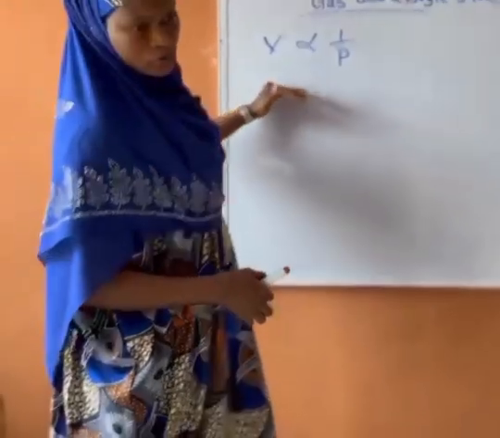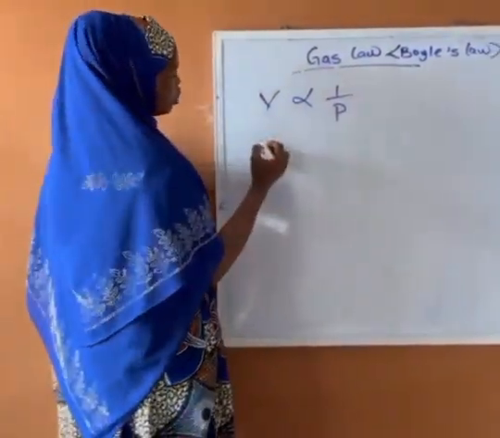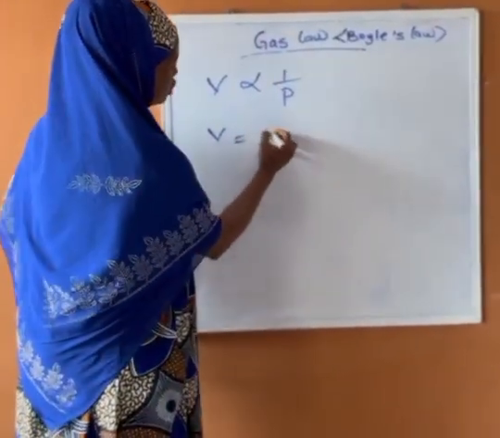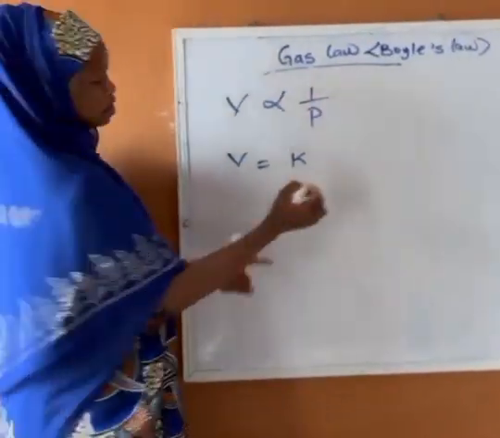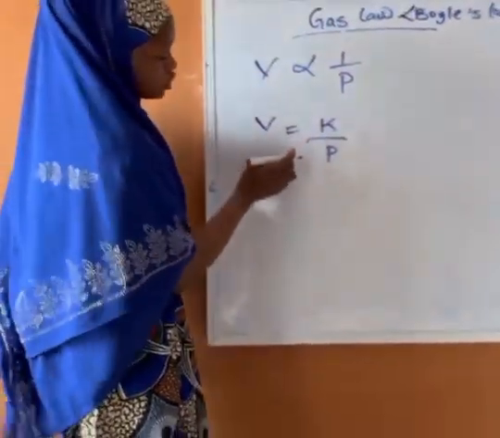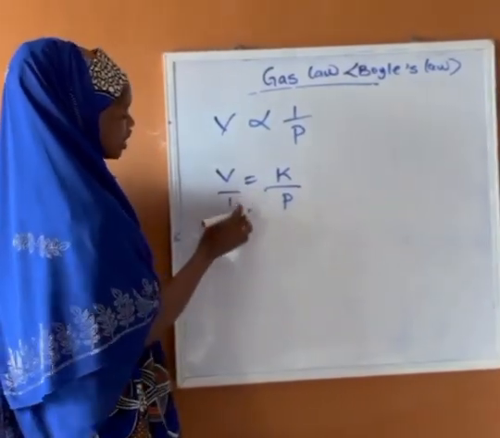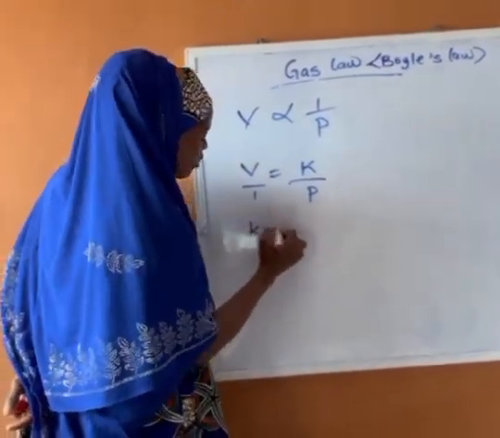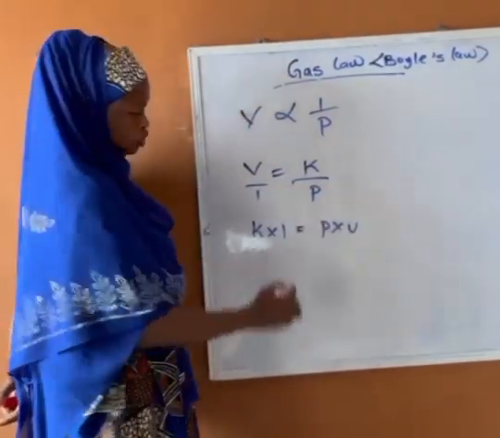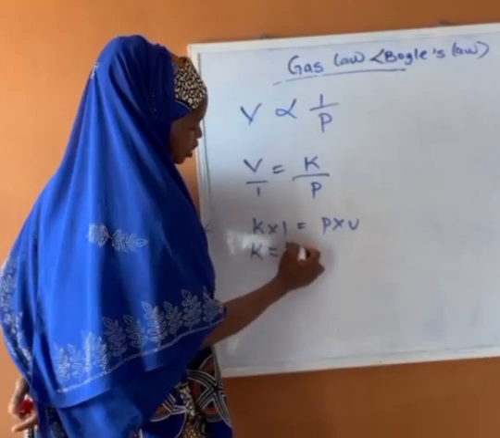So the mathematical expression now: volume is inversely proportional to the pressure. If I want to introduce my equality sign, I will introduce the constant K, so V equals K over P. The next step is for me to cross multiply. So I can say this one divided by 1. So K multiplied by 1 equals P multiplied by V. So I'll be having K multiplied by 1, K, and P multiplied by V, PV.